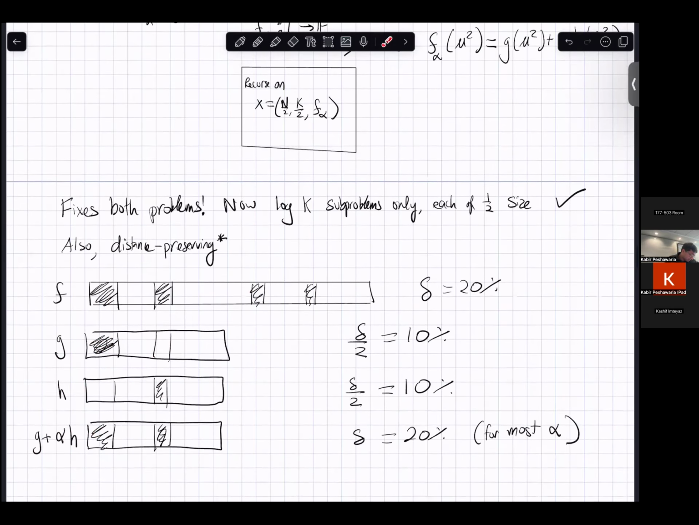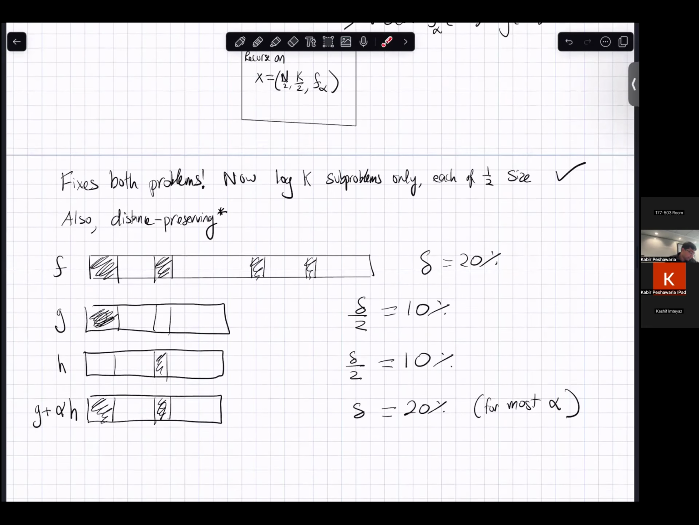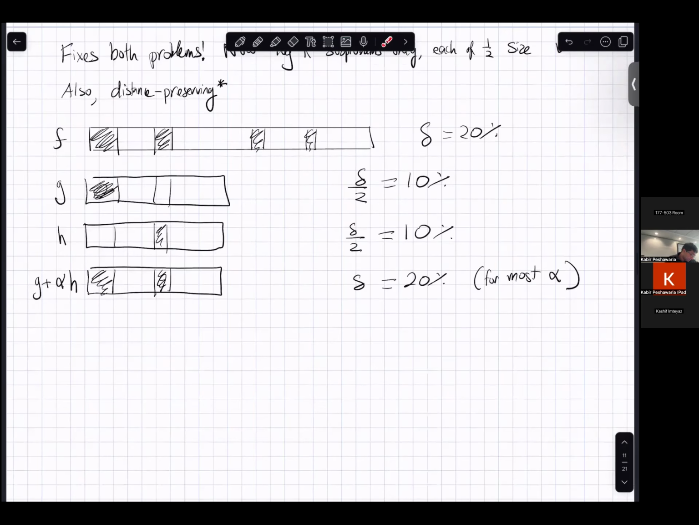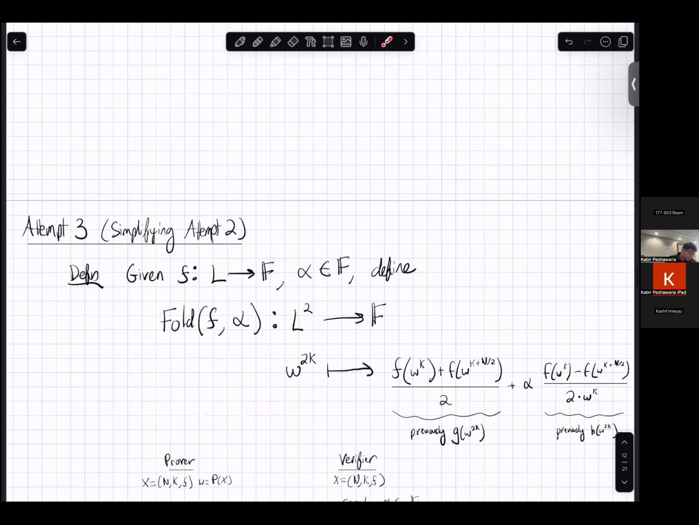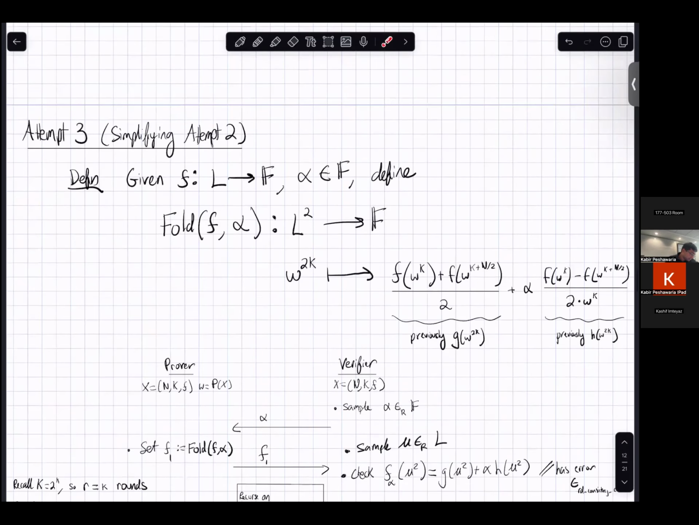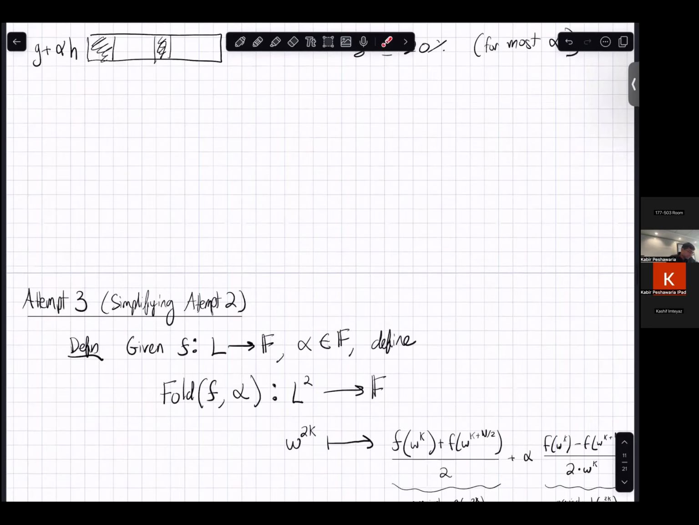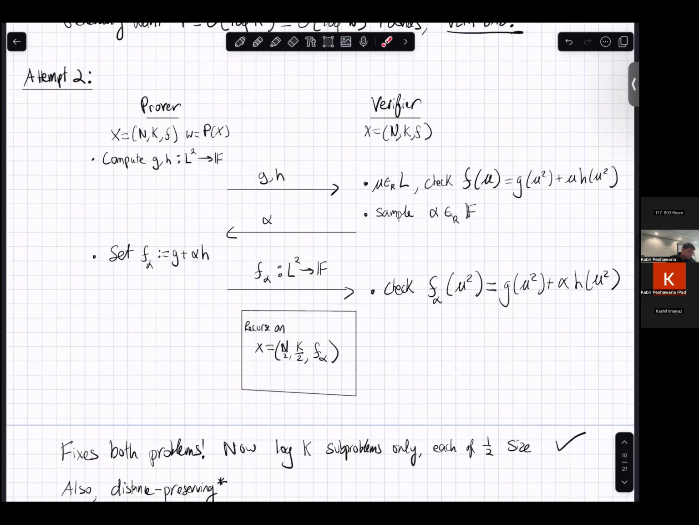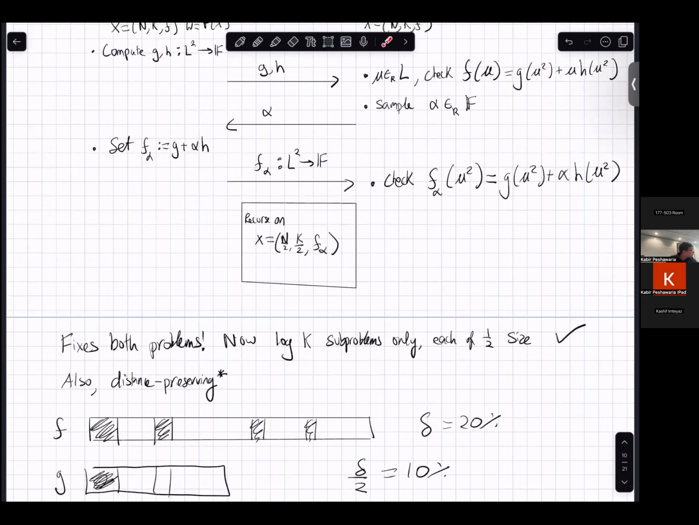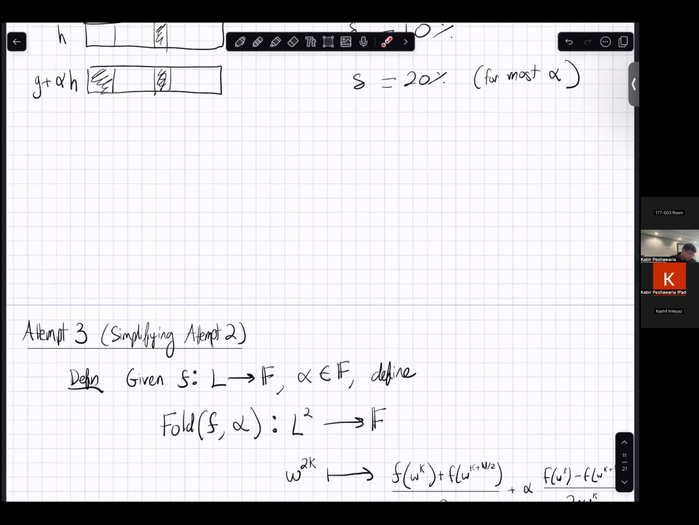So that's great. So this protocol is actually way better. We can actually simplify it a little bit. There was no reason for the prover to send G and H and then batch them. You can just wait for an alpha and then batch what your G and H in your head was. And so I'll show that here.